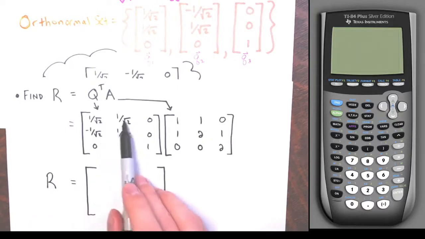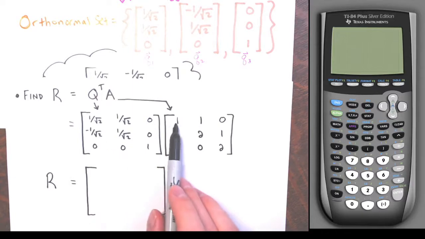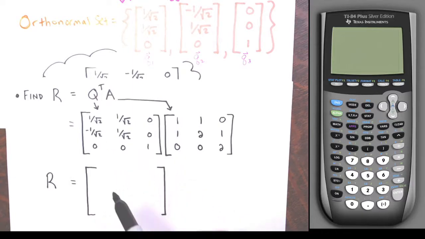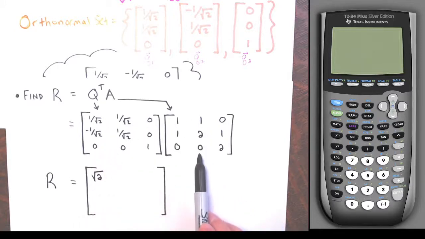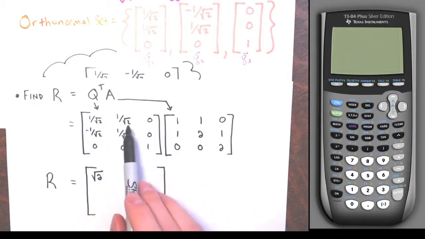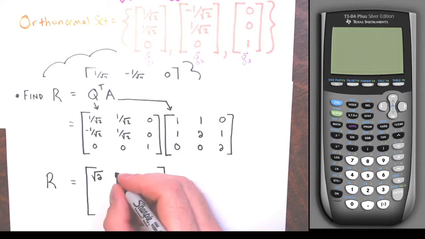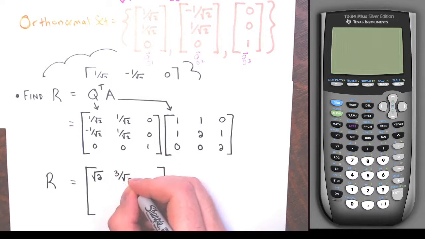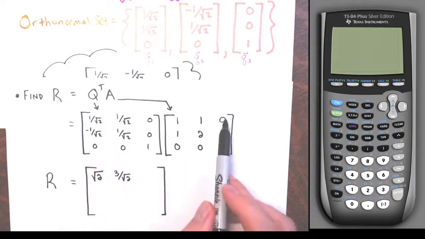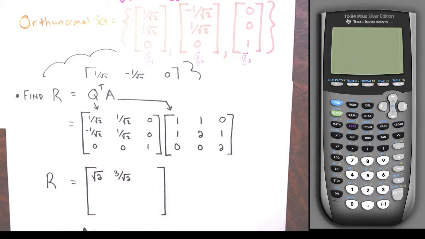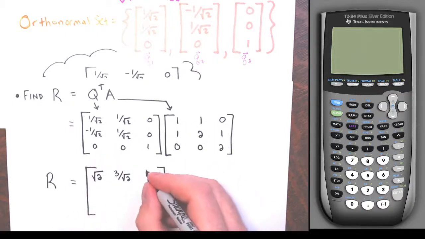All right, so first row, first column is 1 over root 2 plus 1 over root 2 plus 0. That's 2 over root 2, or just the square root of 2. And then first row, second column, 1 over root 2 plus 2 over root 2. That's 3 over root 2. Then first row, third column, just 0 plus 1 over root 2 plus 0. That's 1 over root 2.